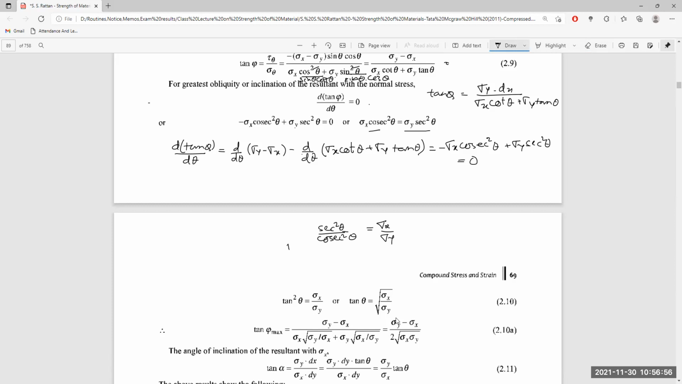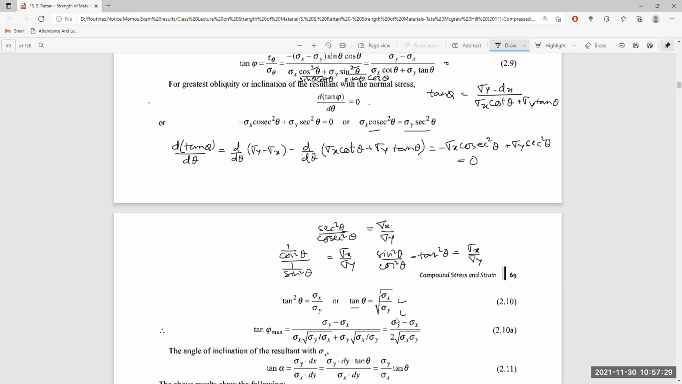So sec square theta is equal to 1 by cos square theta divided by 1 by sin square theta, equal to sigma x divided by sigma y, or sin square theta by cos square theta equal to tan square theta, equal to sigma x by sigma y. So tan theta is equal to the square root of sigma x by sigma y.